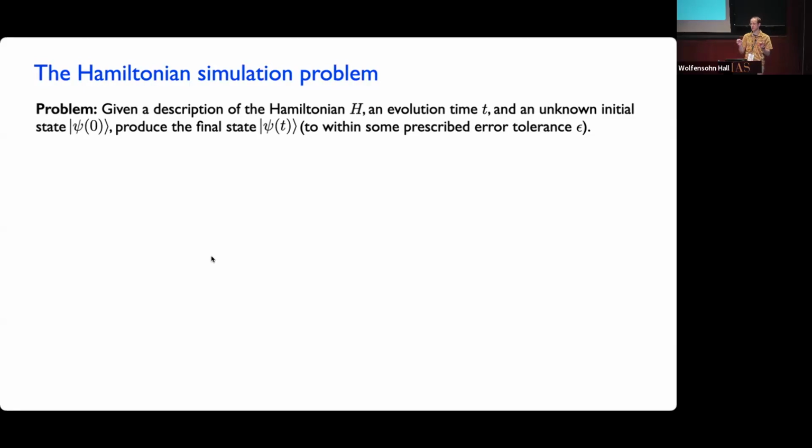And then the goal is also going to be a quantum mechanical thing. It's just to produce a copy of the final state, the state psi of t that you would get by evolving according to the Hamiltonian for time t.